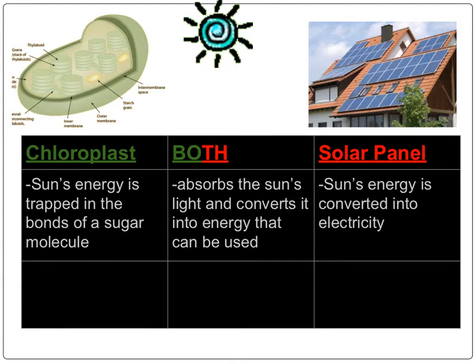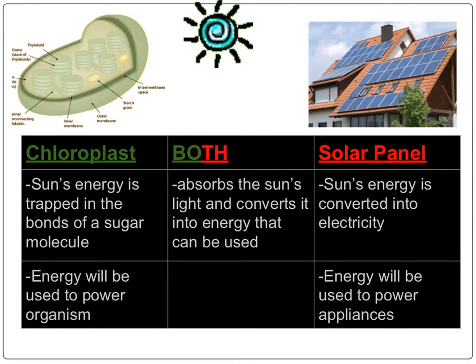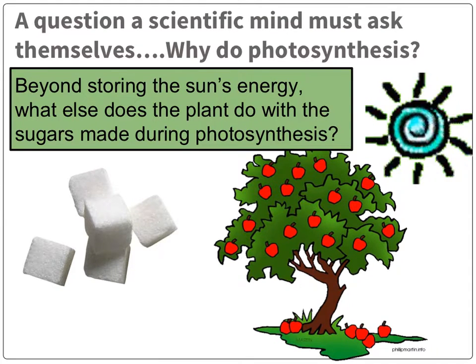But they're different in that in chloroplasts, the sun's energy is trapped in the bonds of a sugar molecule, whereas a solar panel is trapping the sun's energy and converting it into electricity. Once again, the energy in the chloroplasts will be used to power the organism, where the energy in the solar panels is used to power the household appliances. But going back to that original question posed earlier, why do photosynthesis at all? Beyond storing the sun's energy, what else does the plant do with the sugars made from photosynthesis?